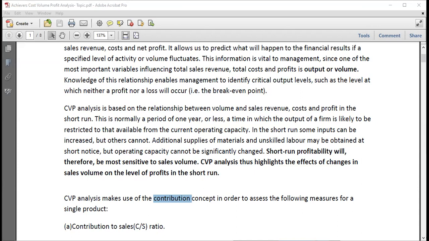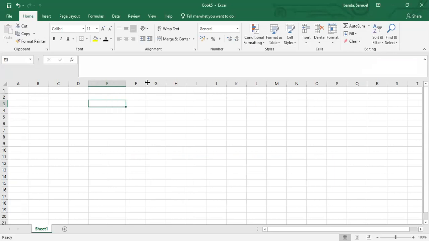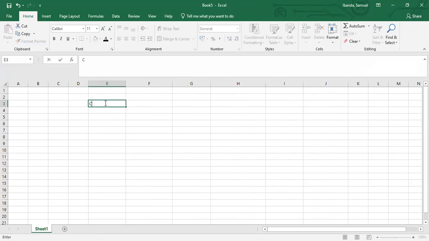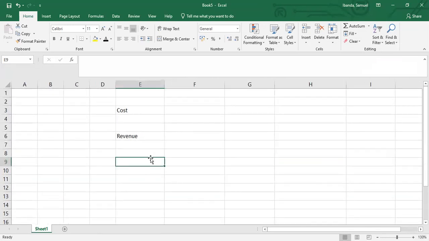So let me do something here. I want to give you an insight into the CVP model and some of the things that you need to have in mind. We are saying that the CVP model is looking at cost, it's looking at revenue, and it's looking at profit.